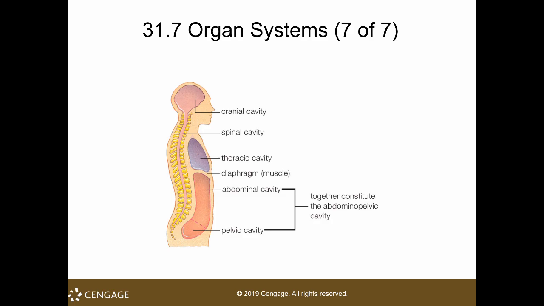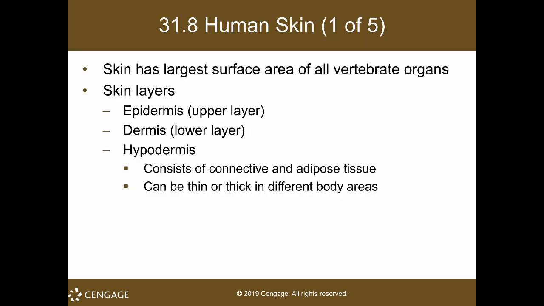So the thoracic and abdominal cavity are separated by your diaphragm. The abdominal cavity contains your gut, so basically your stomach, your intestines, and also your kidneys. Now the pelvic cavity contains, for the females, your uterus. The abdominal cavity and pelvic cavity together constitute your abdominopelvic cavity.